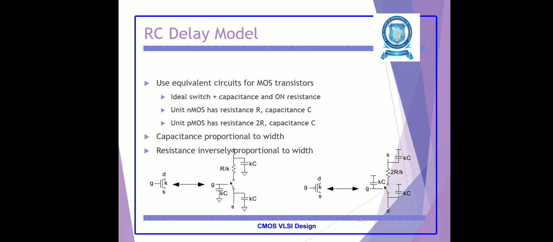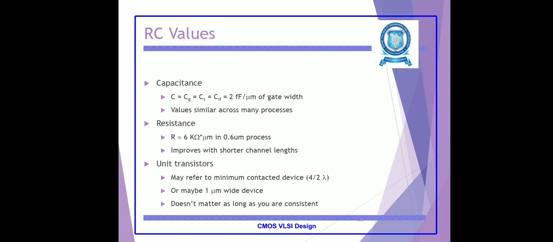The ideal switch and capacitance give the on resistance. A unit NMOS has resistance R and capacitance C. PMOS has resistance 2R and capacitance C. So if the NMOS has R, the PMOS will have double the resistance of the NMOS. The capacitance is proportional to the width and the resistance is inversely proportional to the width. The capacitance C is equal to CG = CS = CD = 2 fF, and the resistance is 6 kilo ohm. This improves the short channel effects.